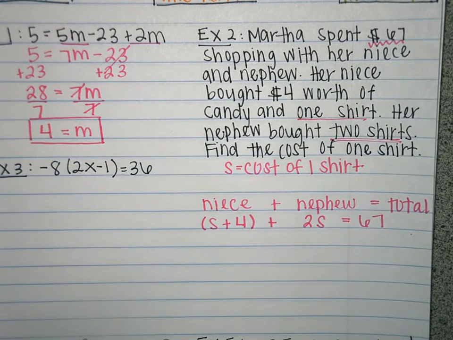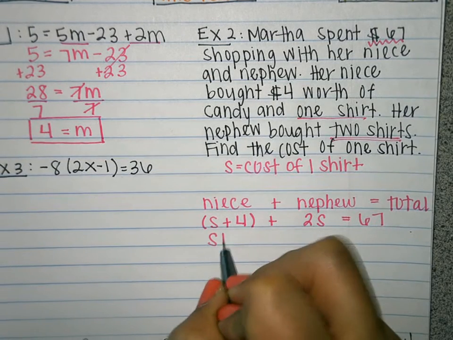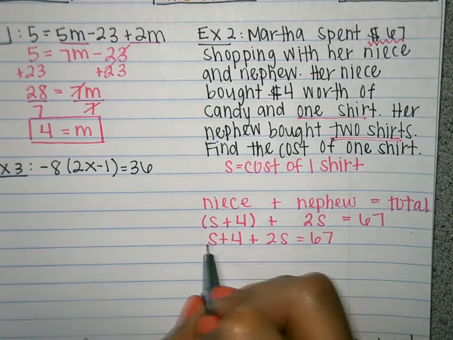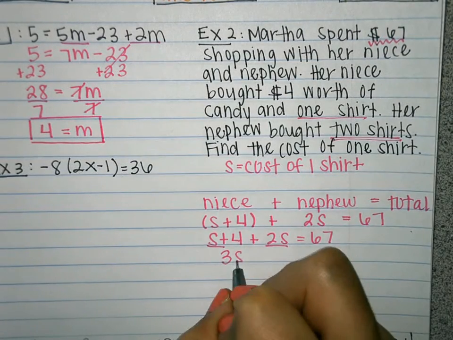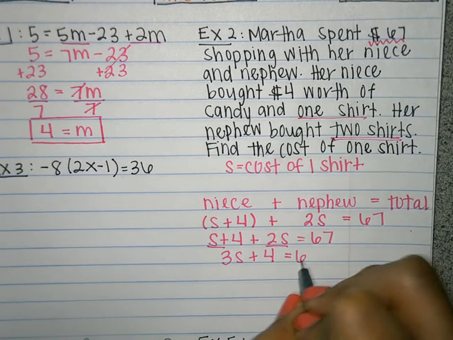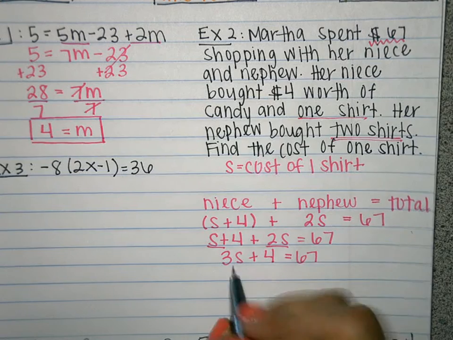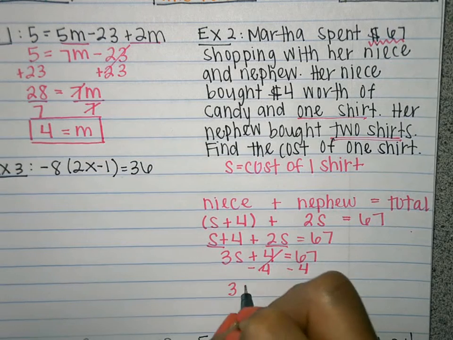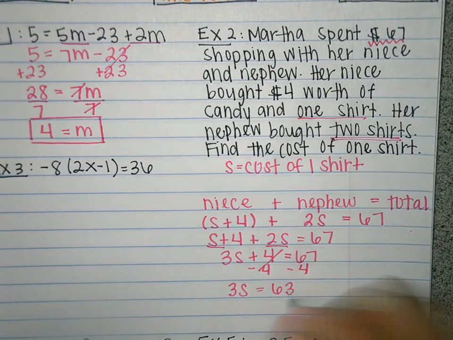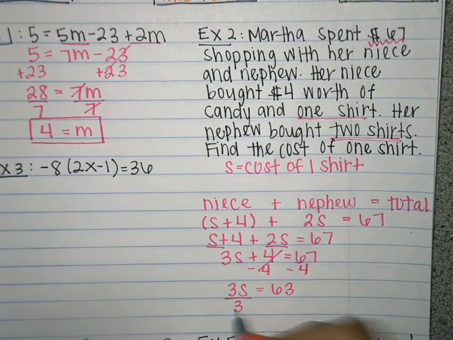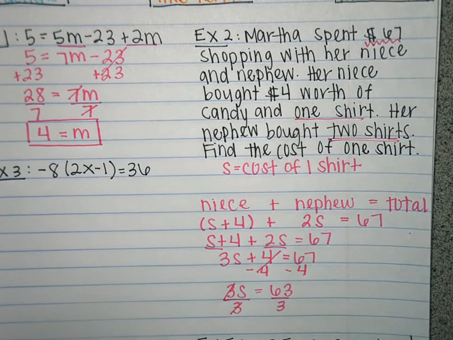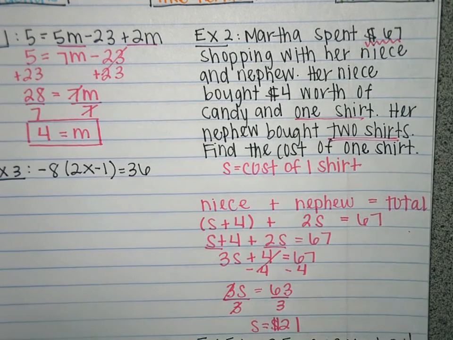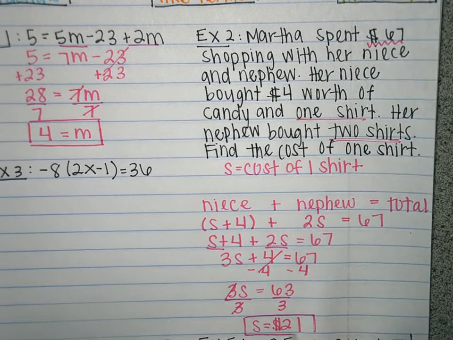Since S plus 4 doesn't have anything to distribute inside, we can just take the parentheses down. And then let's combine like terms. 1S plus 2S gives me 3S plus 4 equals 67. Subtract 4 from both sides, so we have to undo addition and subtraction first. So we get 3S equals 63, and then divide both sides by 3. So we end up with S equals, 3 goes into 63 21 times, but this is money, so make sure you put the dollar sign. So 1 shirt cost $21.